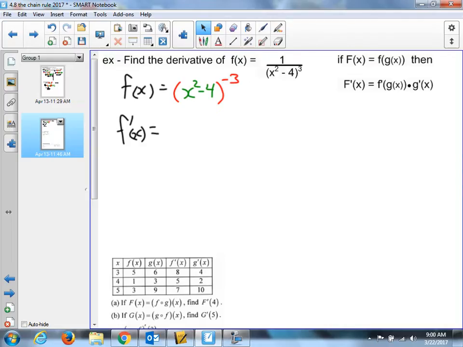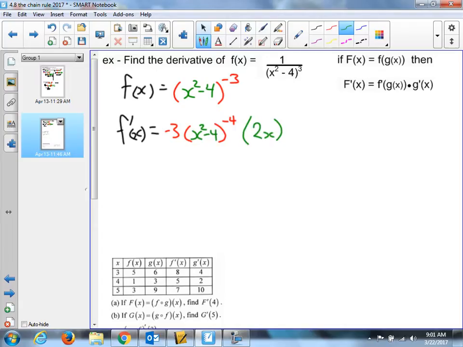Derivative of the outside. Hey, this isn't bad at all. Negative 3, something to the, subtract 1, so minus 4. Leave the inside alone. Derivative of the outside, leave the inside alone, times the derivative of the inside. So that's first step, done. Bingo, bango.